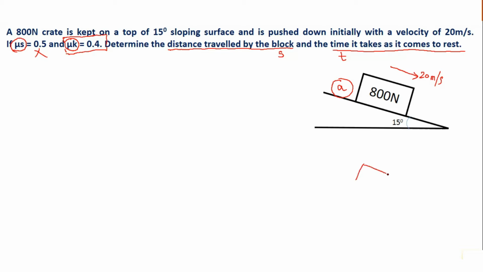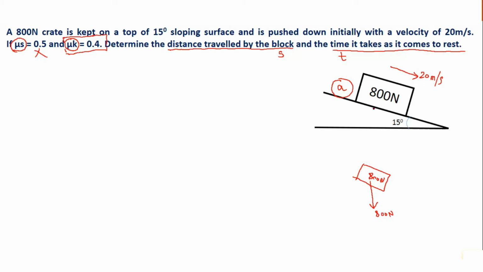So this is the body of 800 Newton. First is applied force, which is not there. Second will be self weight, which will be acting vertically downwards. So the value will be 800 Newton because weight is directly given. Next is the reaction from the contact surface.